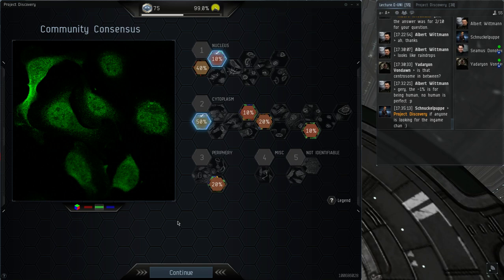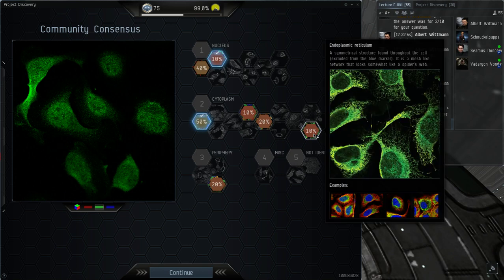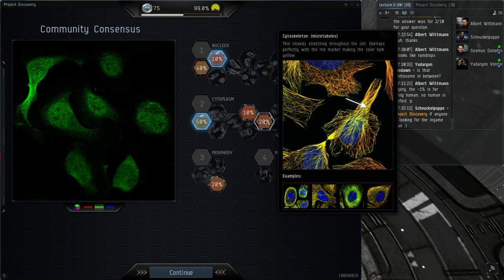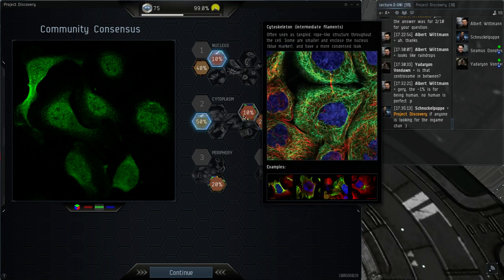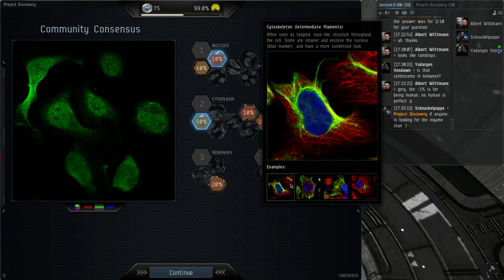And we can see the 50% said cytoplasm. Then we have a mixture. We have ER, which it is not. It is way too even for it to be ER. It is not cytoskeleton because it doesn't overlap with the red. Intermediate filaments. It's not intermediate filaments either, unfortunately.